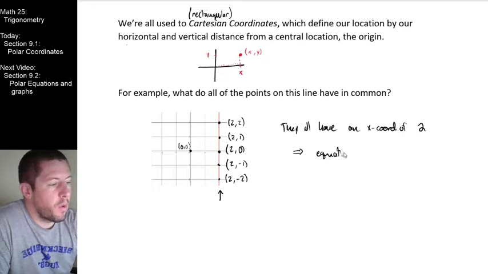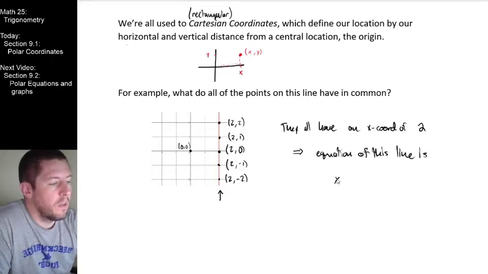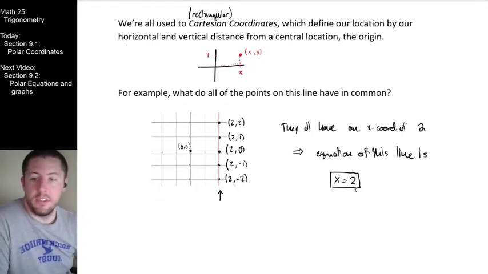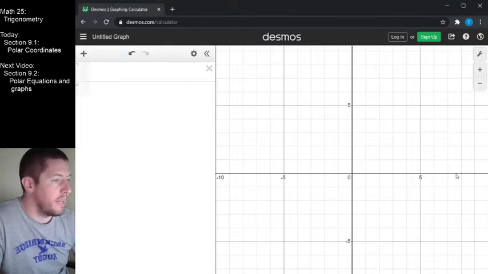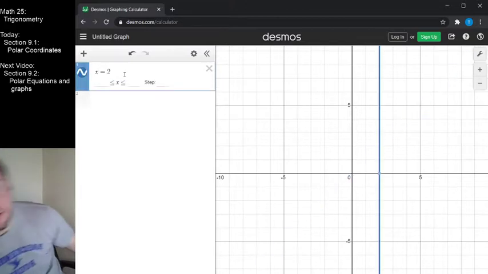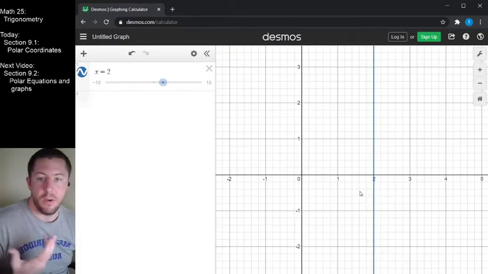So therefore, the equation of this line is x equals 2. That's literally how we generate that line in the plane. We can go to Desmos and do x equals 2. I can pop over here and say, hey Desmos, what happens if I do x equals 2 here? When I do x equals 2, oh, what do you know? A vertical line pops up at the x coordinate of 2, right?